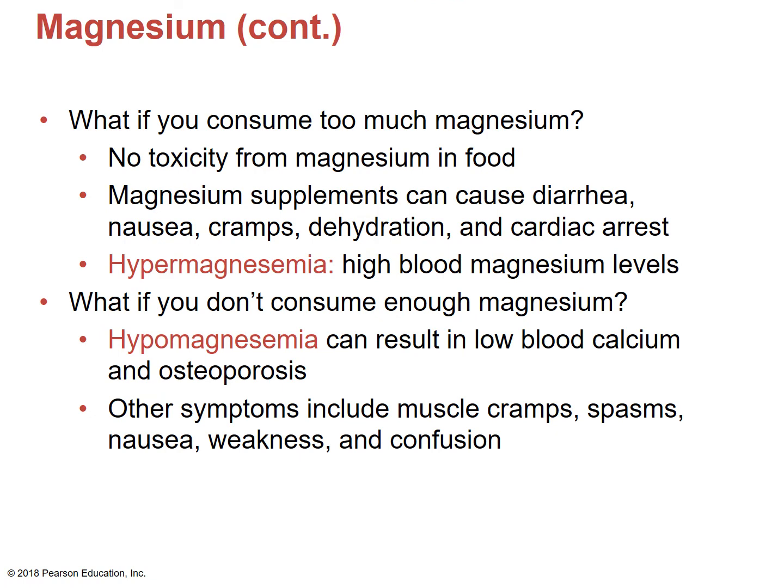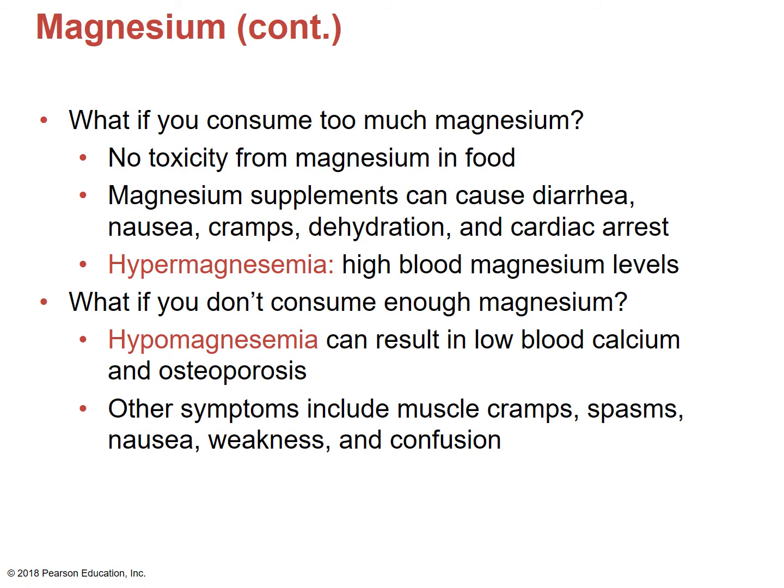Again, there's no known toxicity symptoms related to consuming excessive magnesium in our diet. The toxicity symptoms that result from pharmaceutical use of magnesium include diarrhea, nausea, and abdominal cramping. In extreme cases, large doses can result in acid-base imbalances, massive dehydration, cardiac arrest, and death.